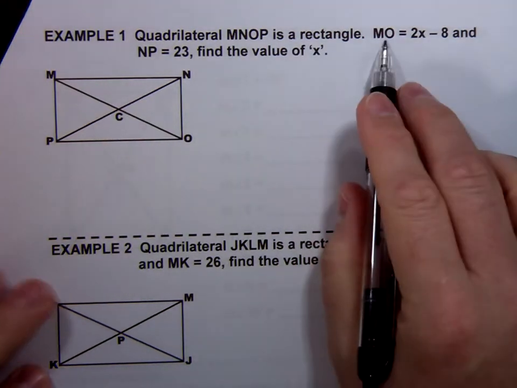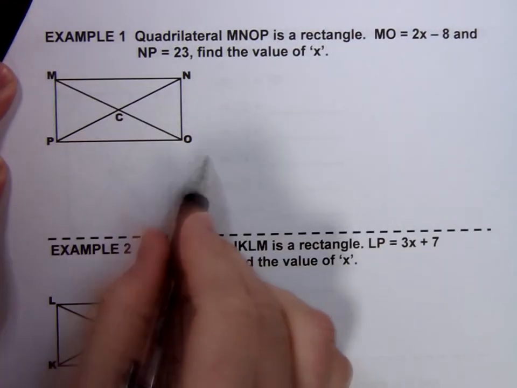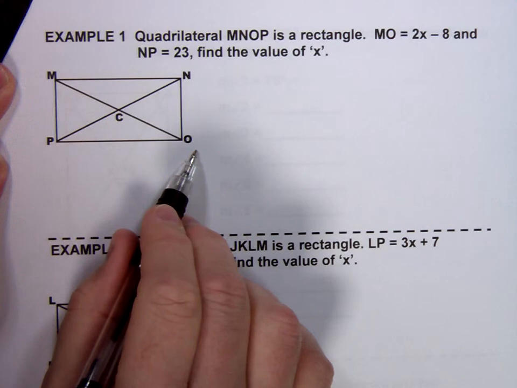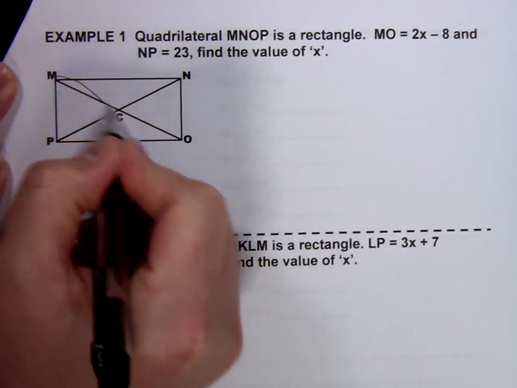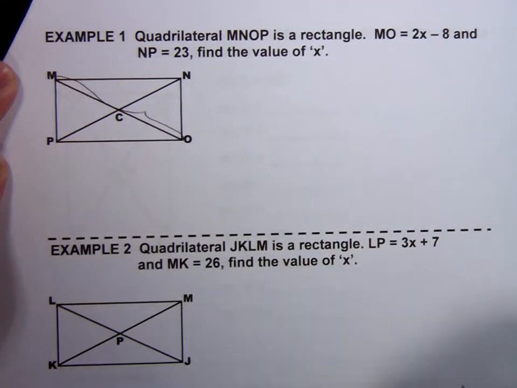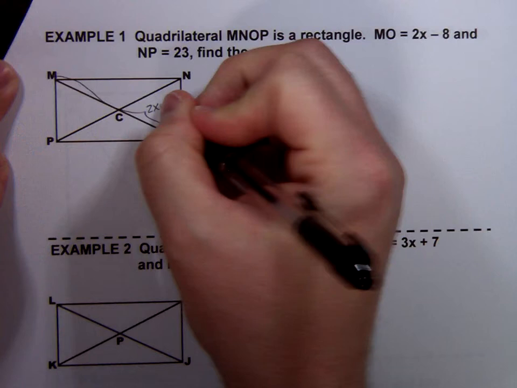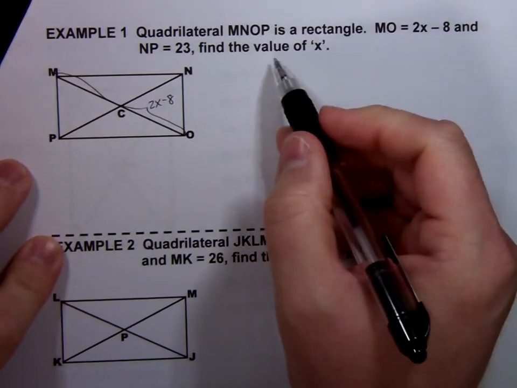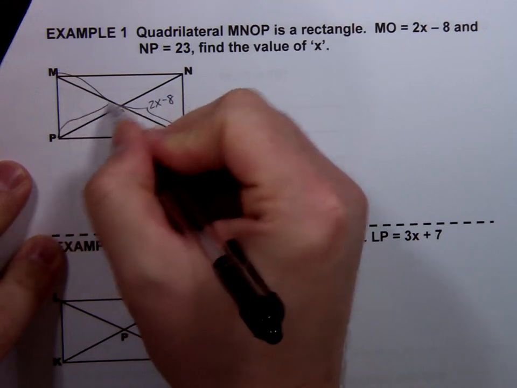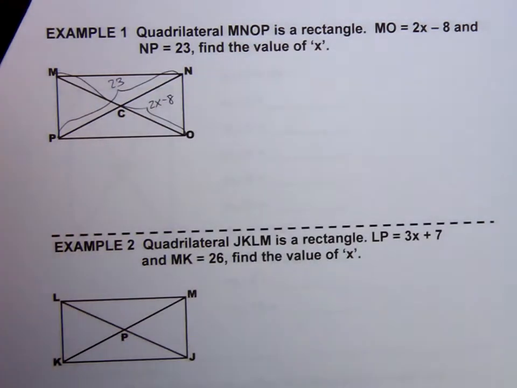Alright, the distance from M to O is 2x minus 8. Now, M to O, that's a difficult thing to label because it's being split up into 2 parts. So I am going to put that on there to show it goes from here all the way over to here and label that. And then the distance from N to P is 23. Same situation.